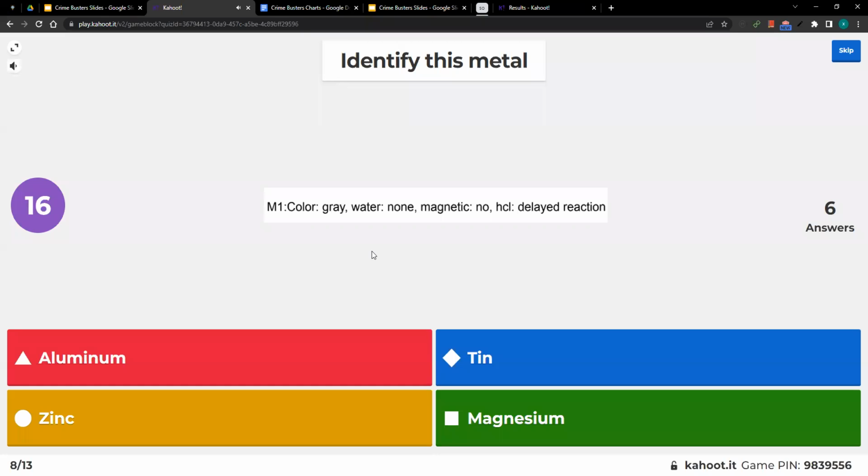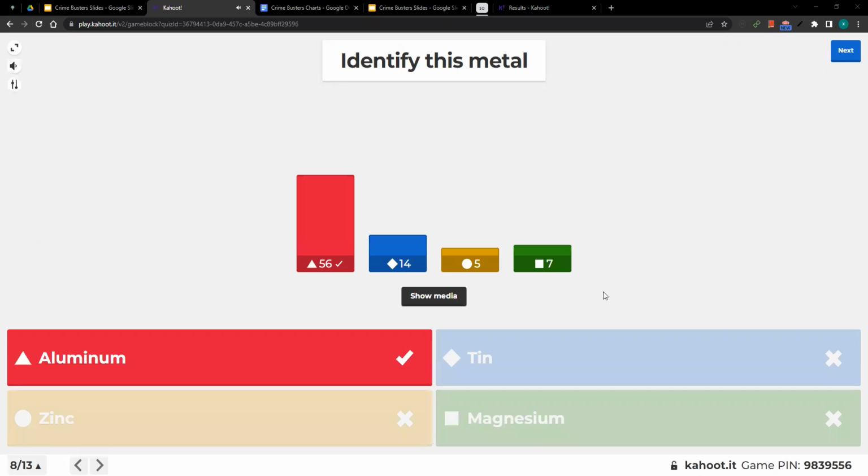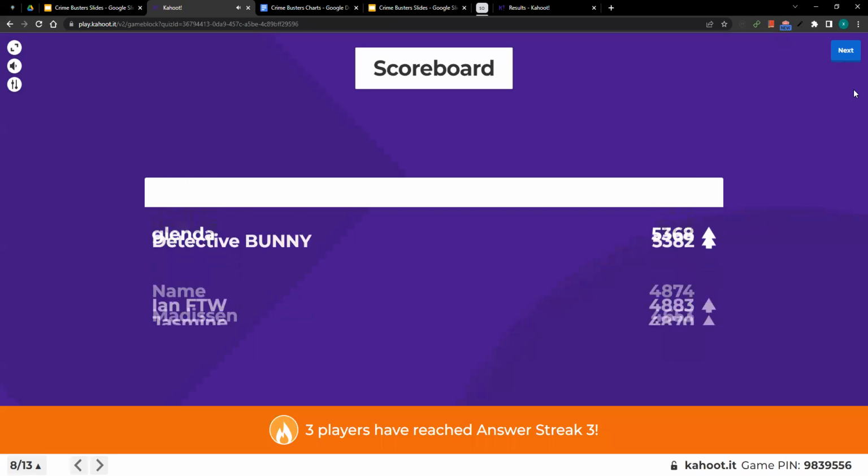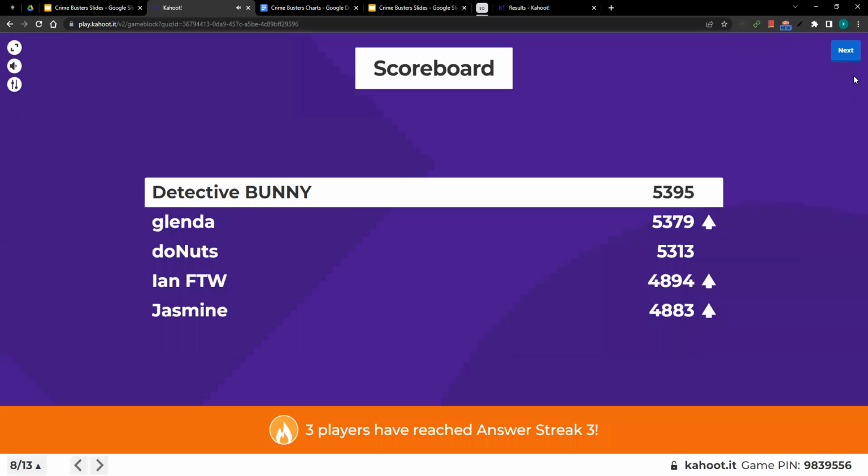And remember that this metal is magnetic. I'm not magnetic, sorry. Yay, so lots of you got this right this time. Aluminum is gray and it is one of the lightest metals on Earth, unlike some of these other ones. Good job. Good job to Detective Bunny.